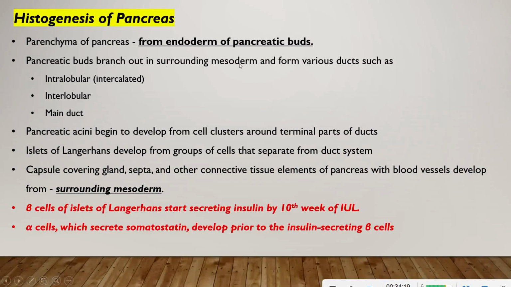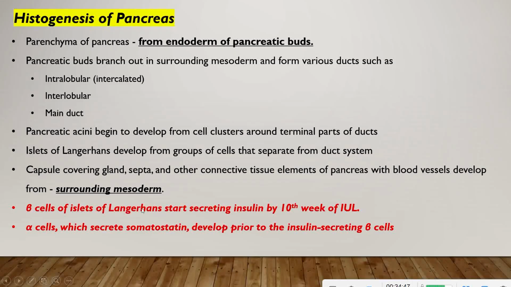The pancreatic bud branches out in the surrounding mesoderm and forms various ducts such as intralobular, interlobular and the main duct. Pancreatic acini begin to develop from cell clusters around the terminal part of the duct. Islets of Langerhans develop from a group of cells that separate from the duct system. The capsule covering the gland, septa and other connective tissue elements of the pancreas, with blood vessels, develop from the surrounding mesoderm.